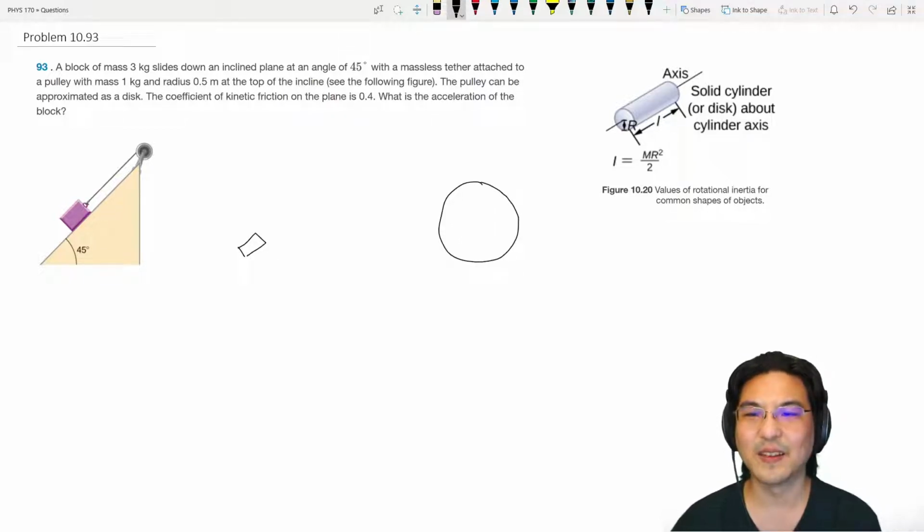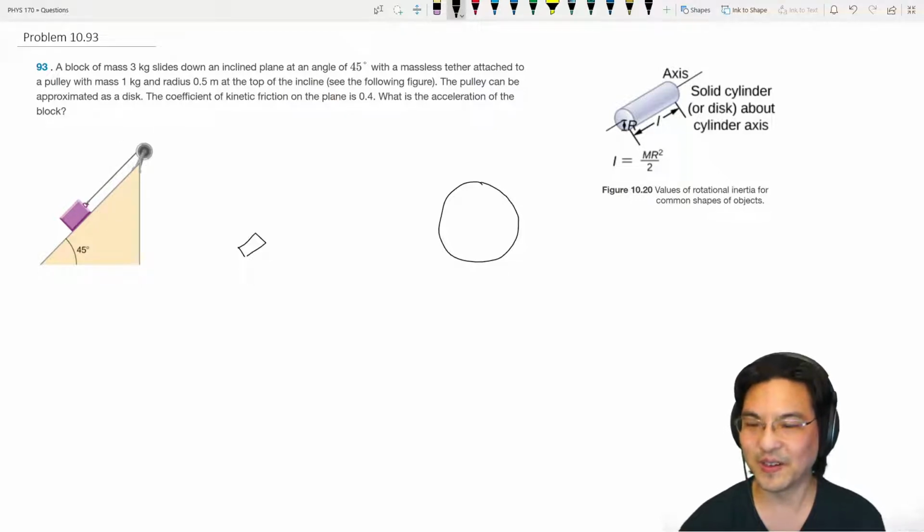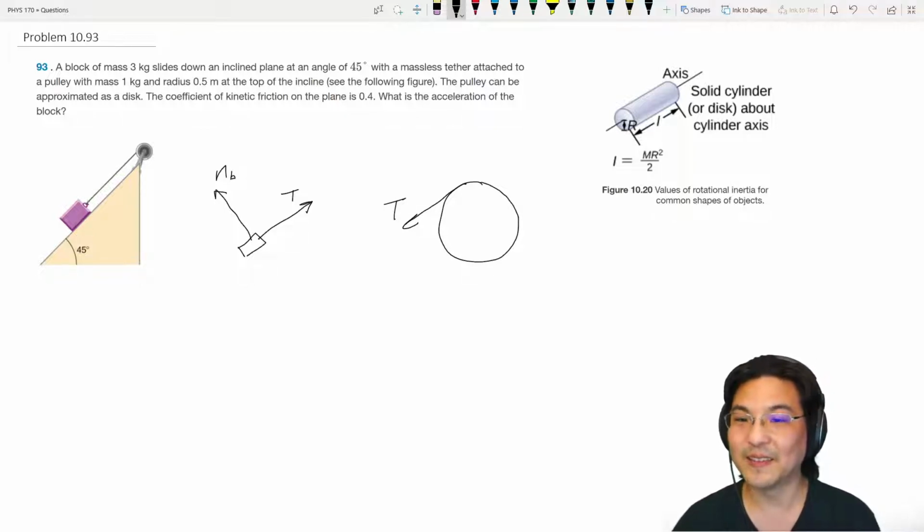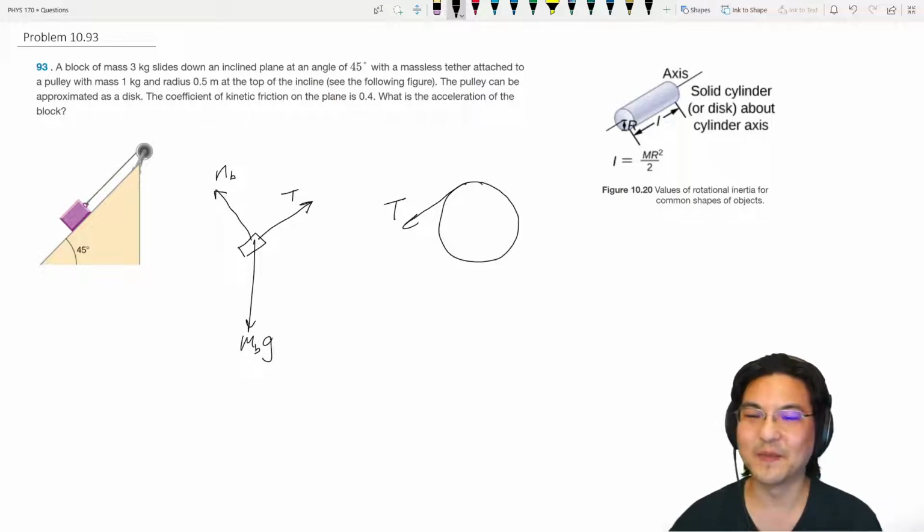Here's the pulley. Okay, so there's this tether, right? So for the block, it's attached kind of going this way. For the pulley, just take a look at it. It's kind of attached over here. Okay, and then what else we got going on? For the block, there's the ramp like this, right? So there's normal force, normal to the block. The block has weight. The weight of the block, I'll just write the mass of the block times g, is the weight. Okay, what else?